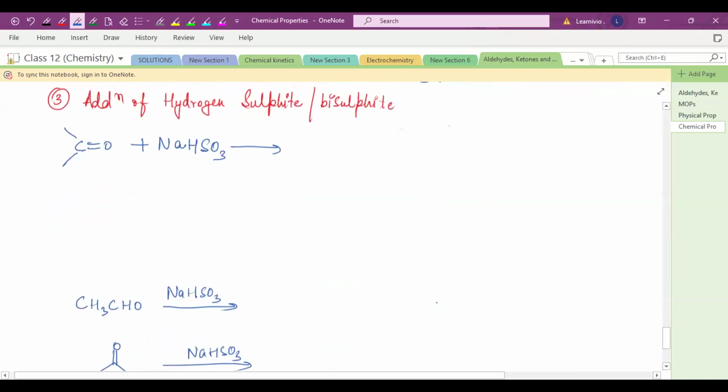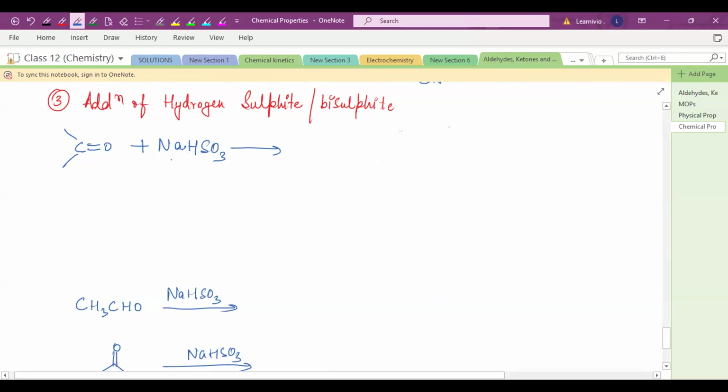Okay, now let's quickly do the next one: addition of hydrogen sulfite, addition of hydrogen sulfite. Hydrogen sulfite or bisulfite is HSO3. So we can use sodium hydrogen sulfite or potassium hydrogen sulfite. This HSO3 group is your hydrogen sulfite, or we can also call it bisulfite.